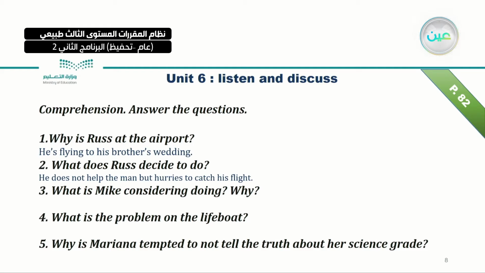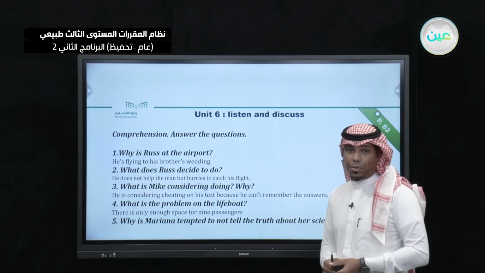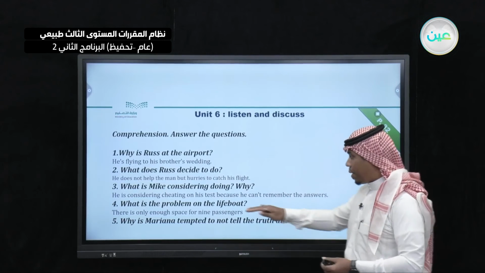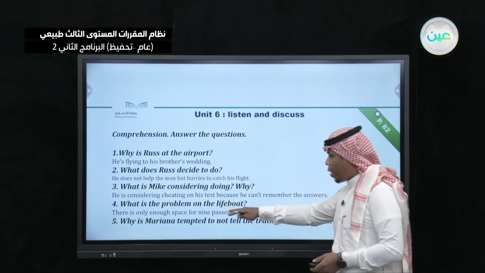Catch flight. 3. What is Mike considering doing and why? Okay, do you remember Mike when he was cheating? Yeah, he is considering cheating on his test because he can't remember the answers. 4. What is the problem on the lifeboat? Okay, so here there is only enough space for 9 passengers. Okay, and there were 10 passengers. So the lifeboat has enough space for 9 passengers.